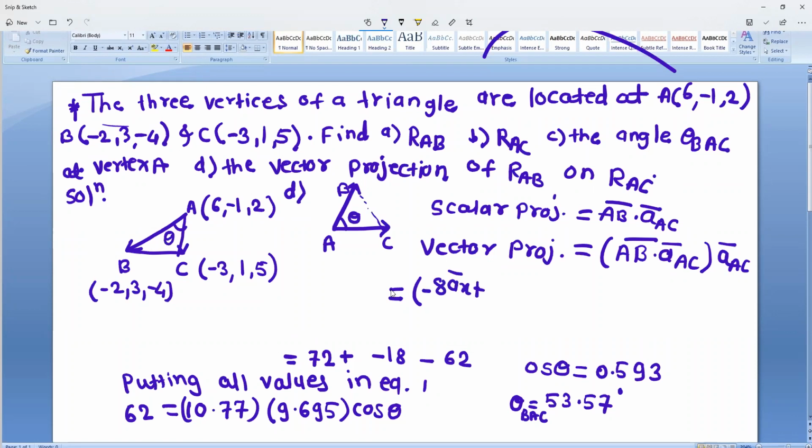So vector R bar AB is equal to minus 8 a bar x plus 4 a bar y minus 6 a bar z, dot a bar AC. Any unit vector is equal to that vector divided by its magnitude. So what is vector a bar AC?